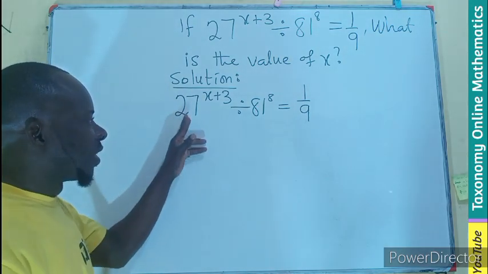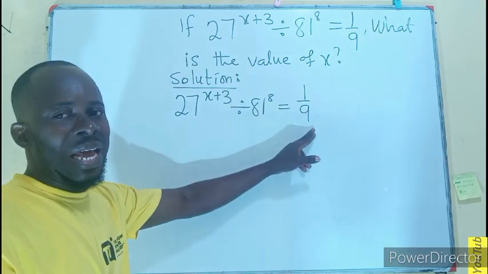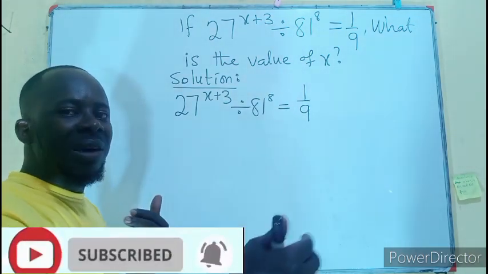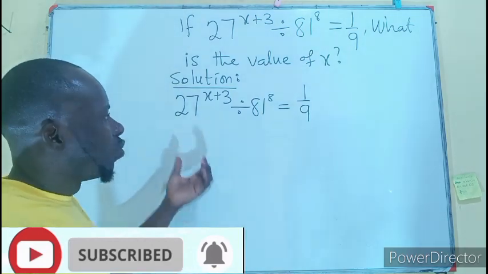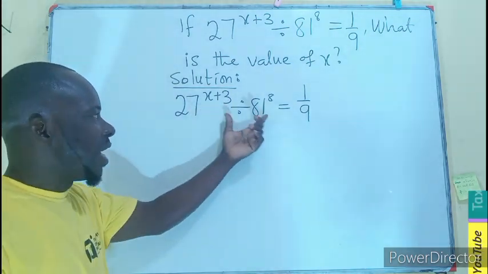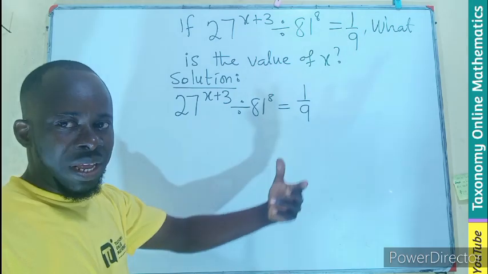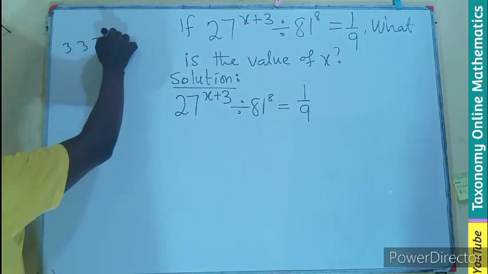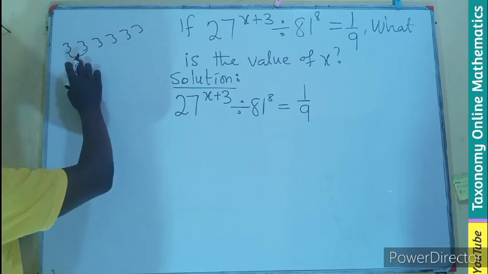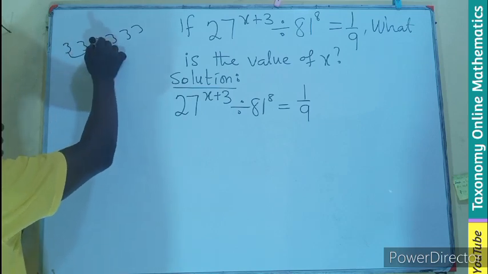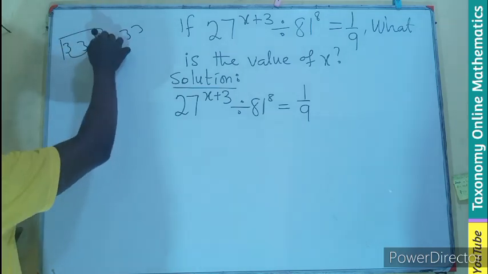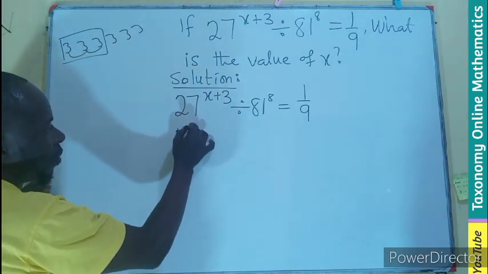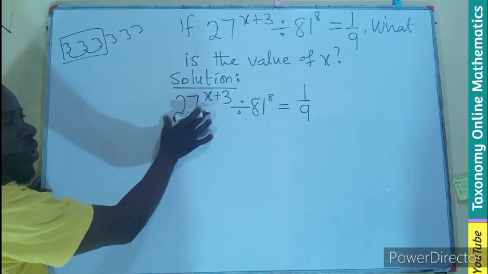So I'm seeing 27, 81, and 9. I have to think of one prime number that can multiply itself a certain number of times to give rise to 27, 81, and 9. And I believe that will be 3. So if I have 3 times 3, that will be 9. 9 times 3, that will be 27. So the first one will be 3 exponent 3. So this is representing 27.